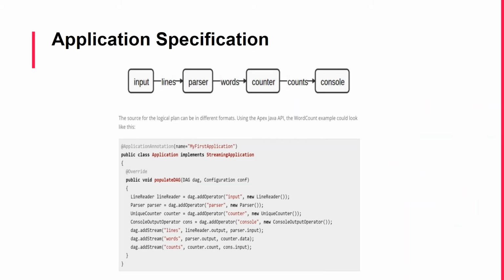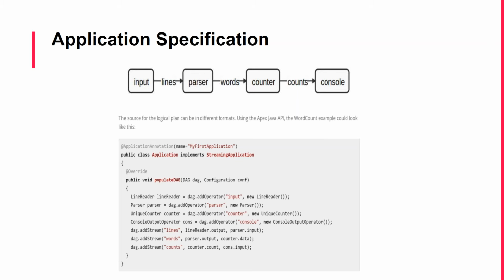Okay, this is much better. This is a simple code of how a streaming application would look in Apex. This is a word counter. There is a stream of lines coming in. Another operator is parsing each of the lines to emit words. And there is a counter operator which counts the number of unique words and then writes it to a console. If you look at the code, it is about 7 lines.